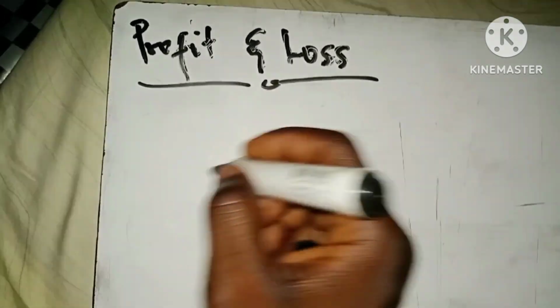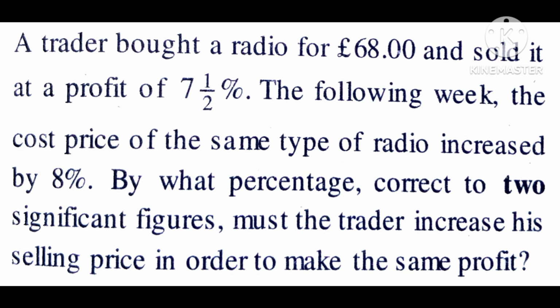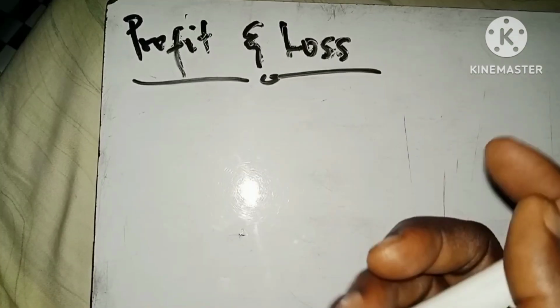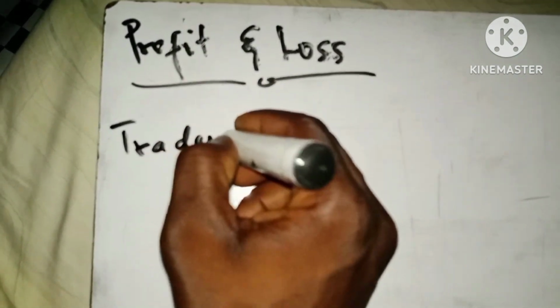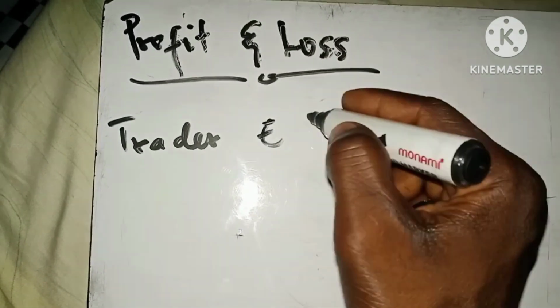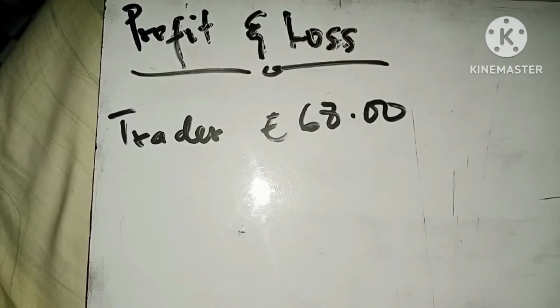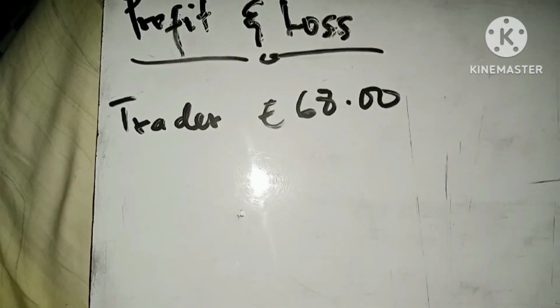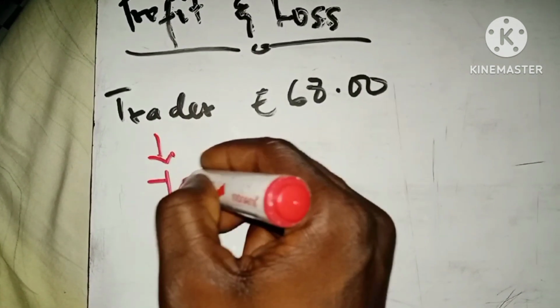According to this profit and loss question, it says that a trader bought, so that is a trader, right? So a trader bought a radio set at a cost of 68.00 pounds, right? So now this is a trick. What I normally do here is involve myself in the question. So what I mean by that, this guy here can be replaced by me, right?